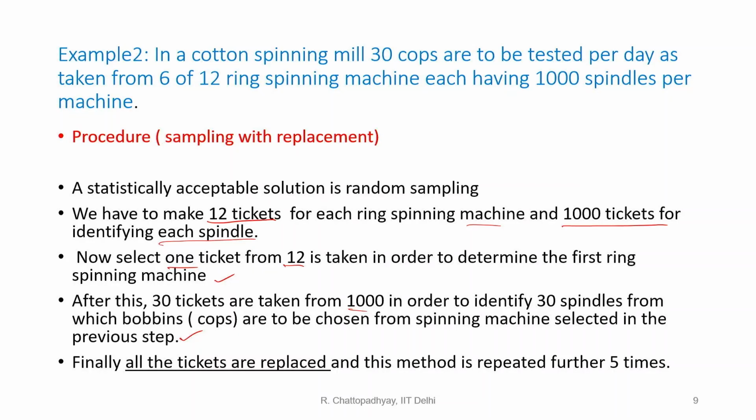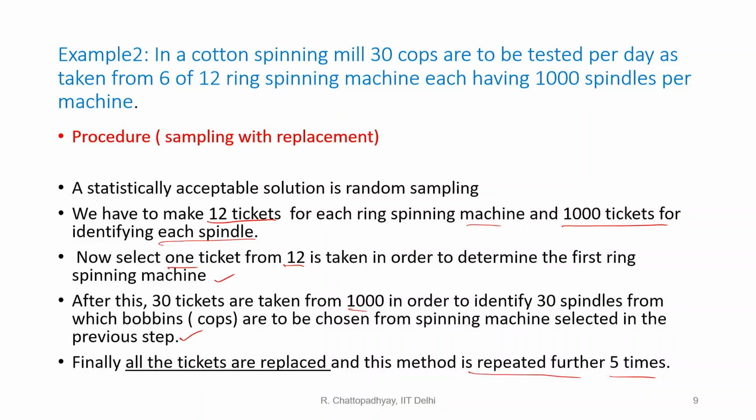And then finally tickets are replaced and this method is repeated a further 5 times because ultimately you are going to select a total of 6 ring frames on a particular day. All 12 ring spinning machines are not going to be selected. In this particular example, 6 of them will be chosen and from each machine 30 spindles we are going to target. So we'll remove the cops from 30 production positions and then we'll test what is the count they are spinning.